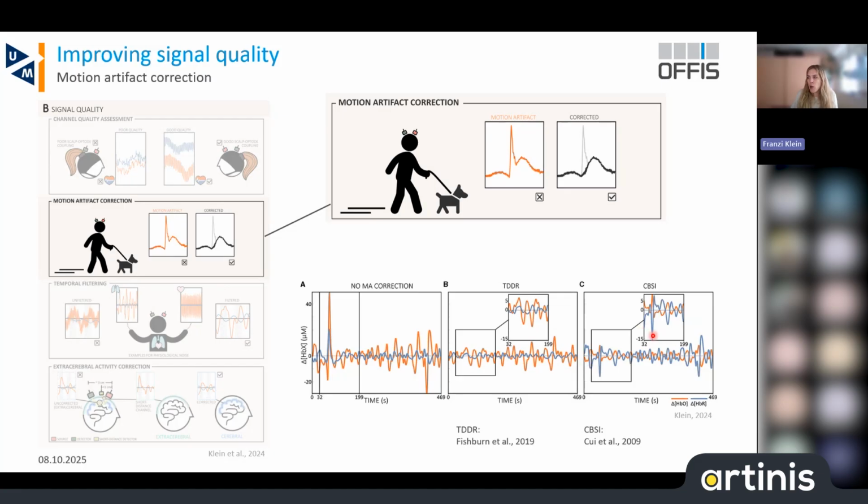CBSI also works very well for motion artifact correction. However, the problem is that especially the HbR signal is altered after applying the algorithm. When you take a look at the uncorrected version here and compare it with the CBSI-corrected version, afterwards we have a very strong negative correlation, which is not really the case in the original data. This is what happens when you apply the CBSI method. So you really have to be careful which method you're using, but in general it's recommended to use a more automatized version.